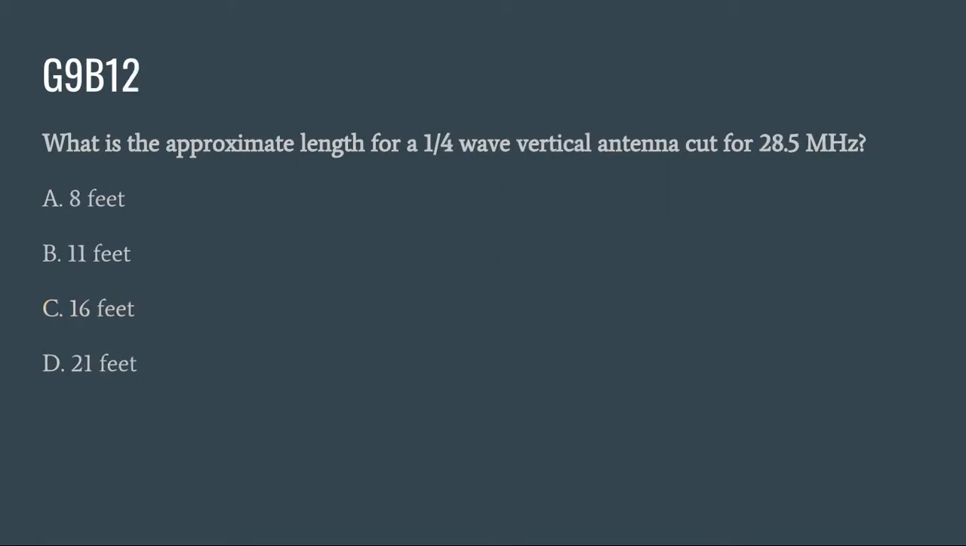G9B12, what is the approximate length of a quarter wave vertical antenna cut to 28.5 MHz? A, 8 feet. B, 11 feet. C, 16 feet. Or D, 21 feet. Correct answer here is A, 8 feet. G9C, covering directional antennas. And here we go.